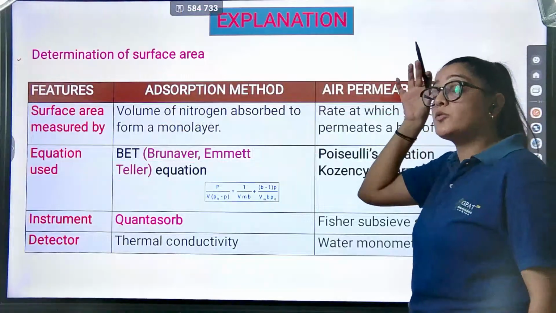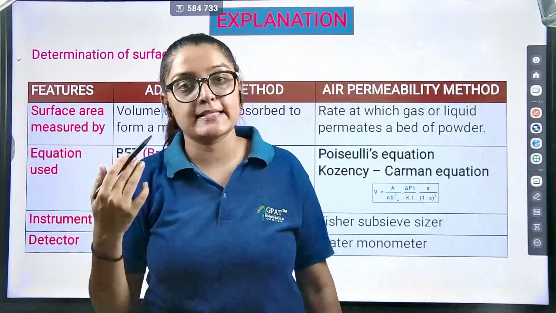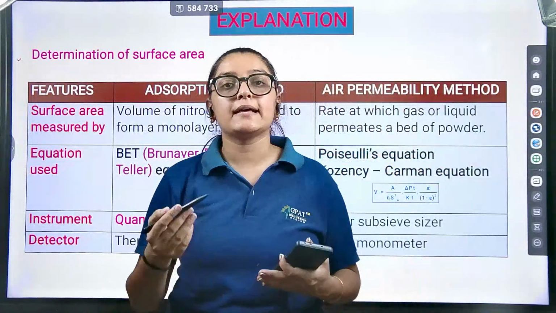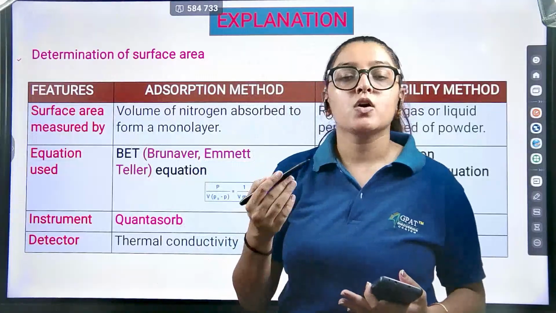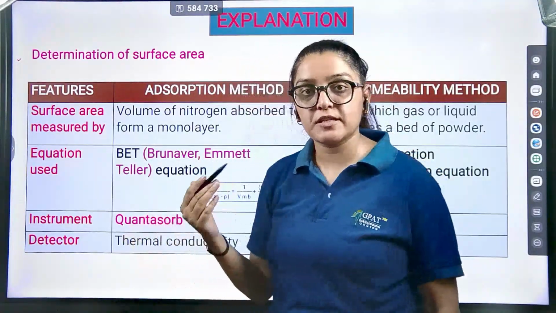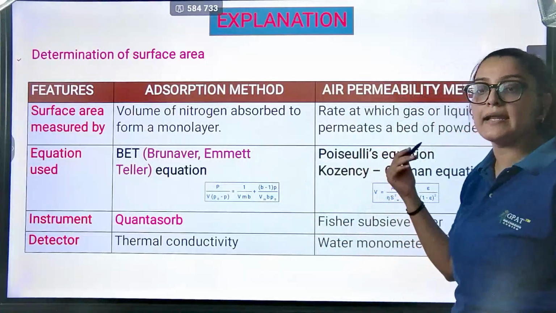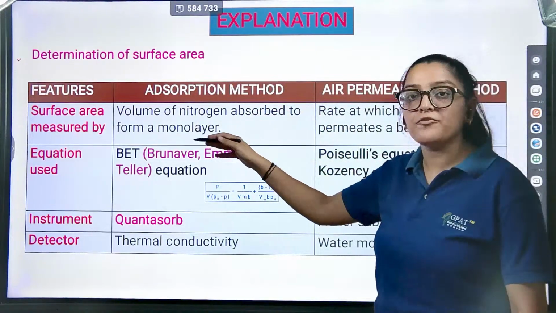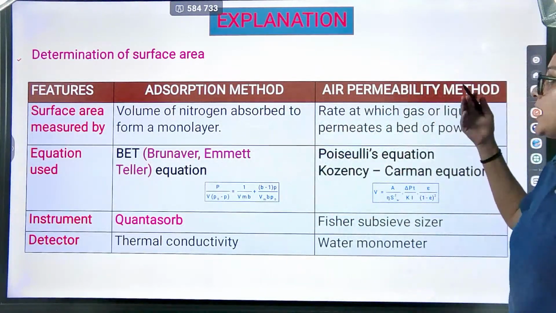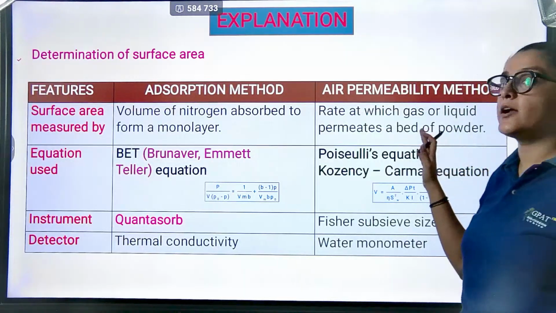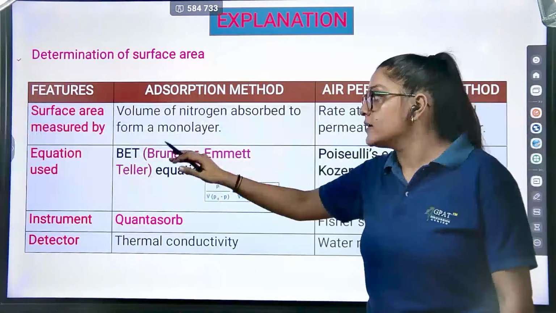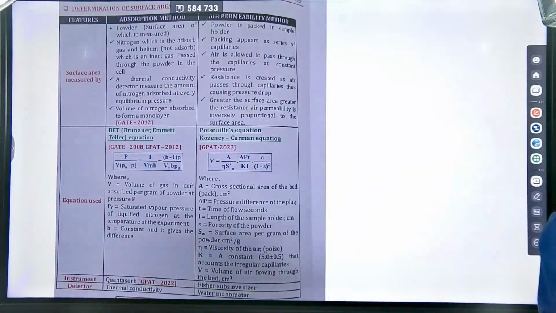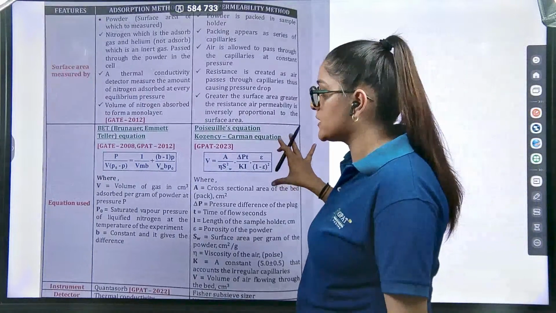So by now we know the methods of particle size determination. Microscopy method is one. Then we have seen the sedimentation method, sieving method, Coulter counter method. Then surface area determination methods: the adsorption method and air permeability method. BET equation, GGSw equation. Volume of the solute or gas adsorbed. Here we have the rate at which gas passes through the bed of the powder packed in the capillaries. Then we have the QuantaSorb instrument. Here we have the Fisher Sub-Sieve Sizer. Okay. I hope now you can spot the equations well.